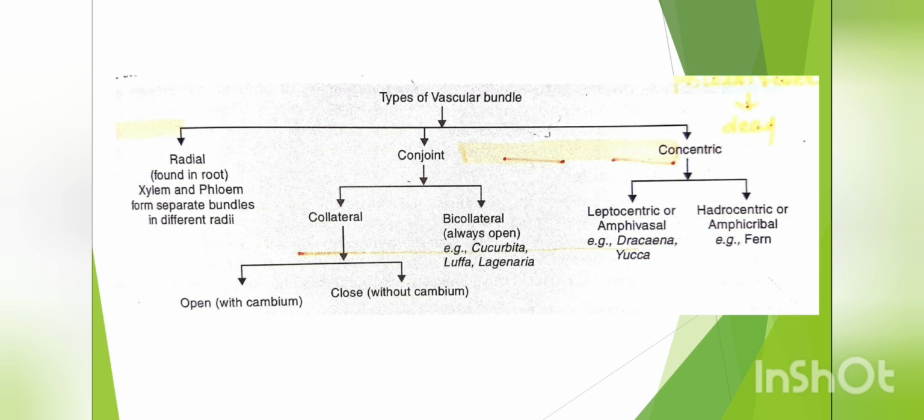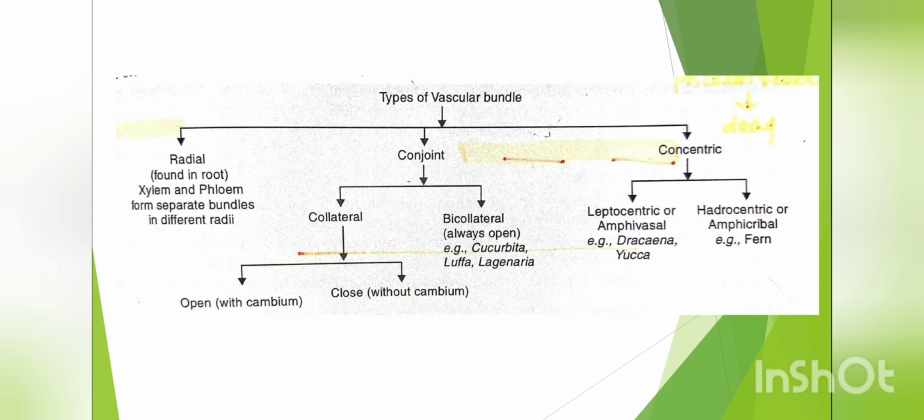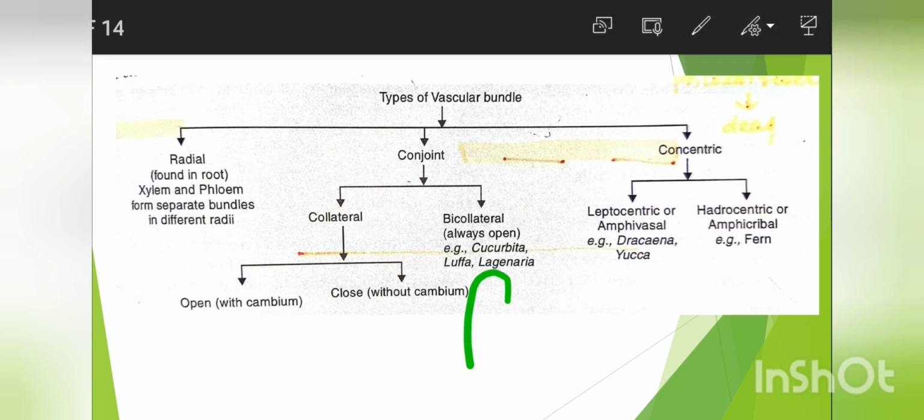Then types of vascular bundle. One is radial, as in root, where xylem and phloem are found in separate radii. Then conjoint, it is of two types. One is collateral, one is bicollateral. In collateral there are again two types. One is open type with cambium and one is closed type without cambium. With cambium is found in the dicot and without cambium is found in the monocot. Then bicollateral, where the xylem is found on both sides of the phloem. It is also open and closed type.